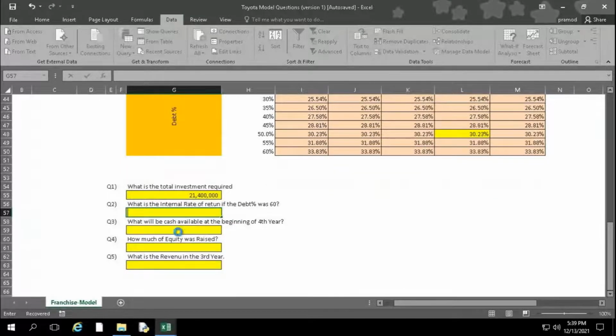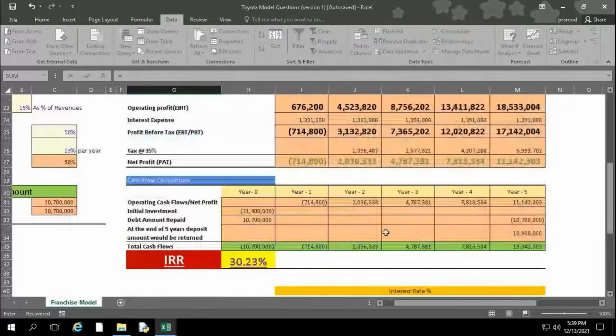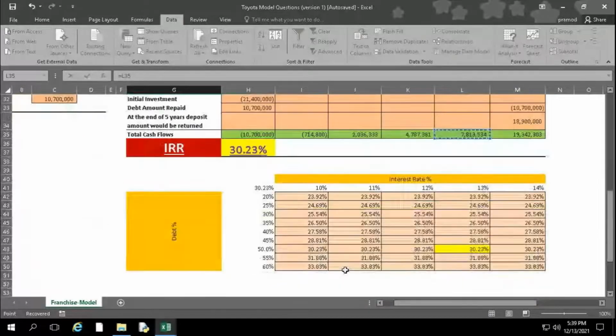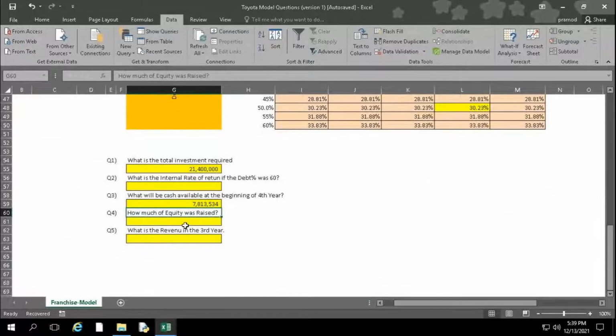It will be cash available in the fourth year, at the beginning of fourth year. So we have to take from cash flows, no, sir? Correct. Correct. And then how much equity was raised?